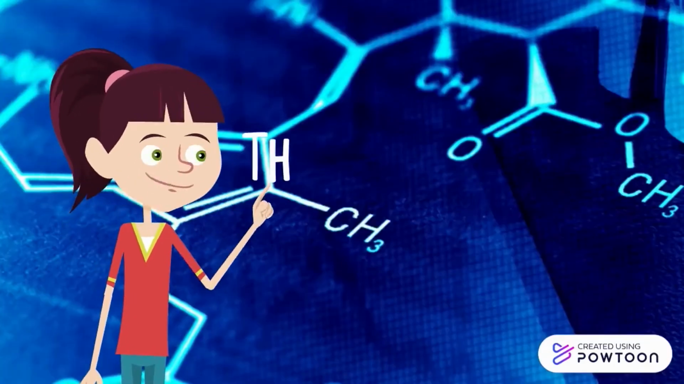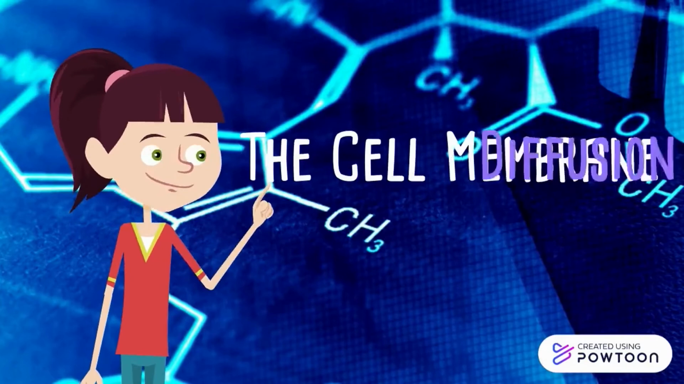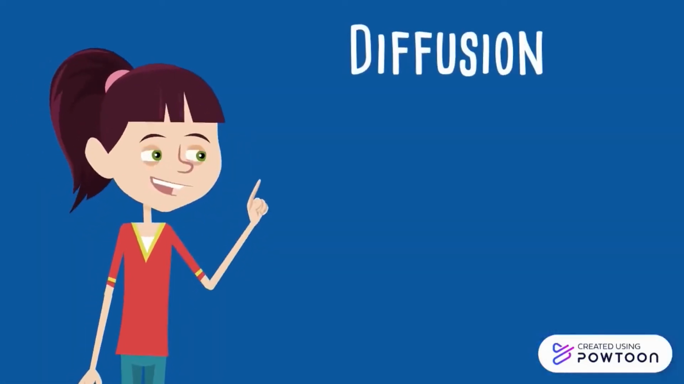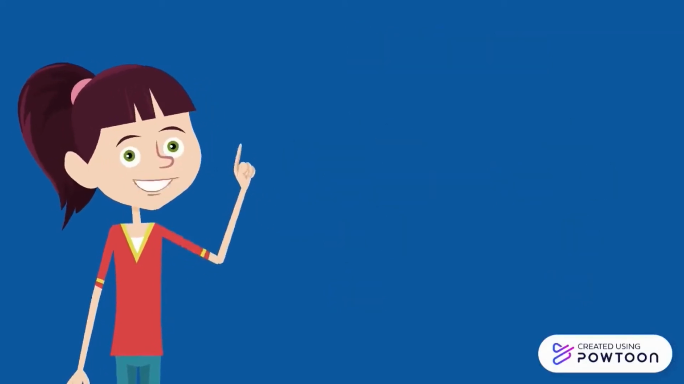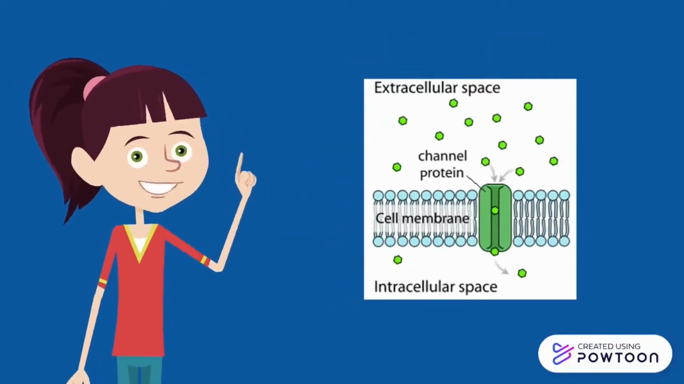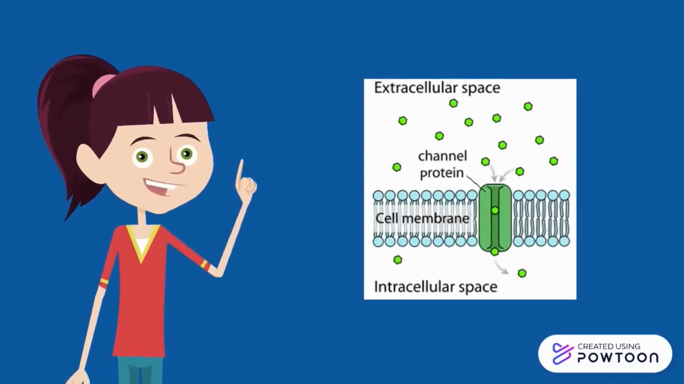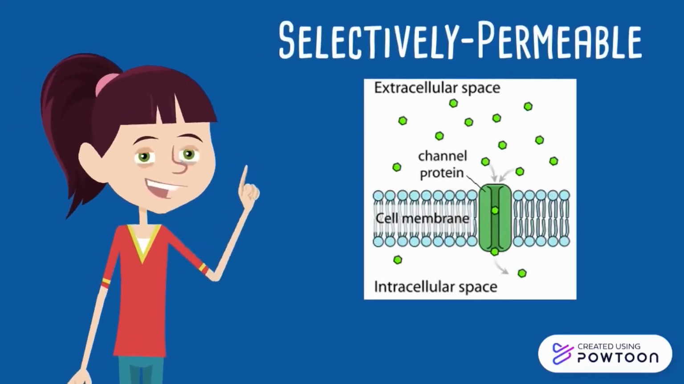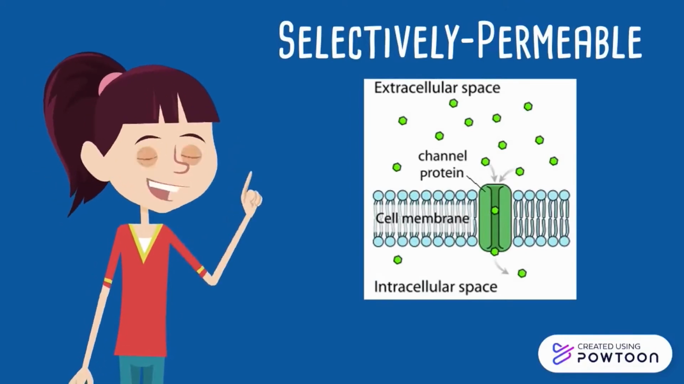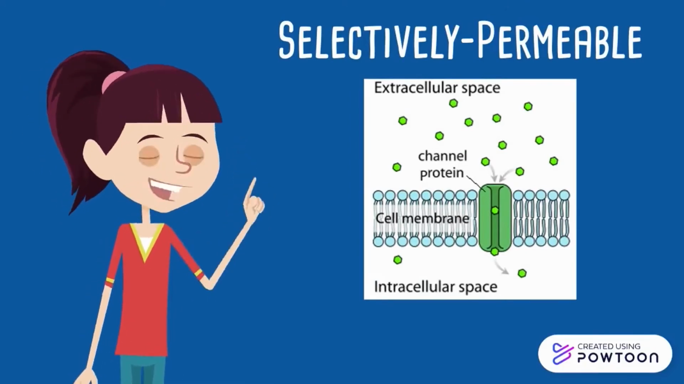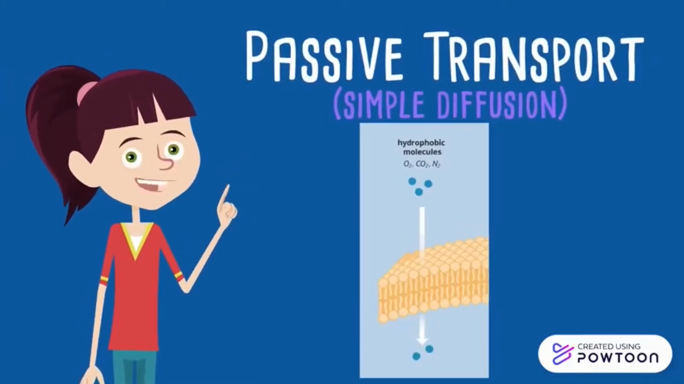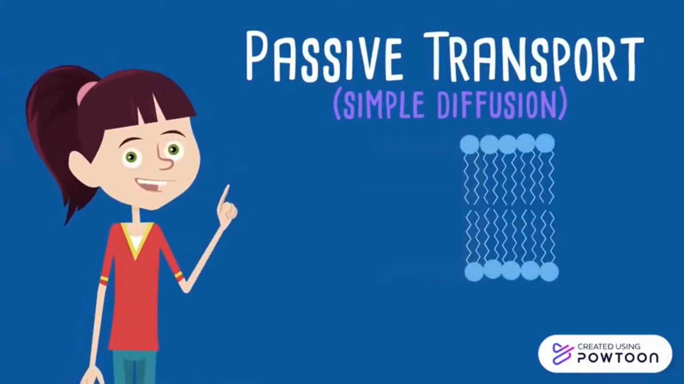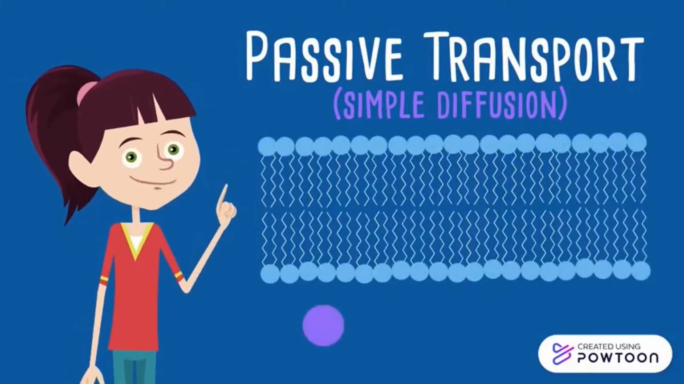Now that we know all the components of the cell membrane, let's talk about diffusion. Diffusion is the movement of molecules from high to low concentration. So materials can't just move freely in and out of the cell through the cell membrane. This is why the cell membrane is called selectively permeable. There are protein channels that allow specific materials across the cell membrane. So passive transport, also known as simple diffusion, involves the diffusion of nonpolar hydrophobic molecules or lipids, and they can just move through the cell membrane easily without a pump.